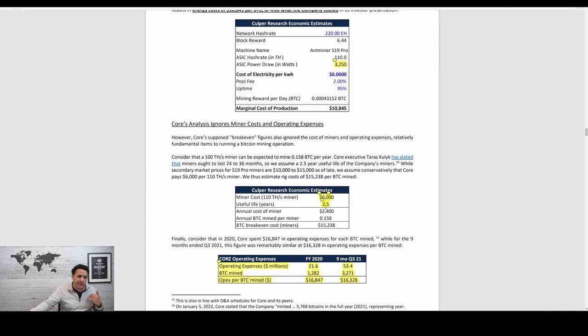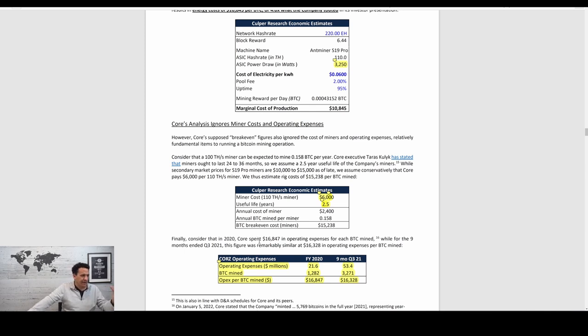Whether or not they'll still be profitable to use after that amount of time remains to be seen. It depends on what the price of Bitcoin is. But today, people are still using S9s to mine with. So that should tell you something. They're more than 4 years old at this point. So when you do that math, instead of getting a BTC break-even cost on the miners of $15,000, it's actually $5,500.